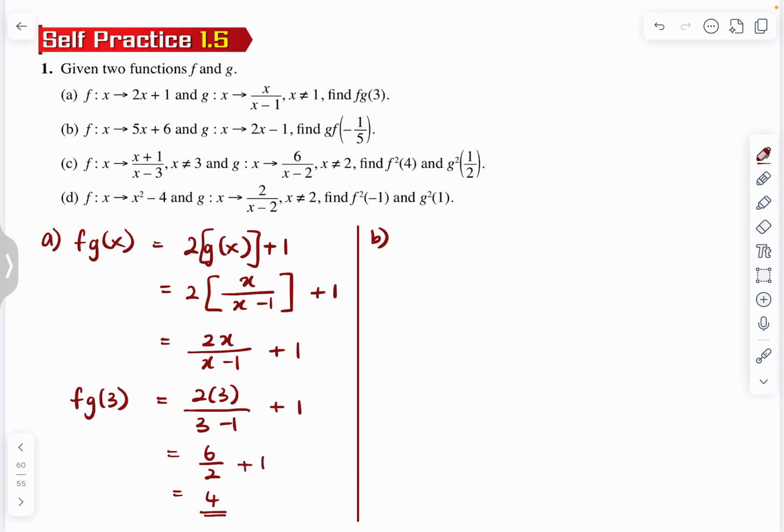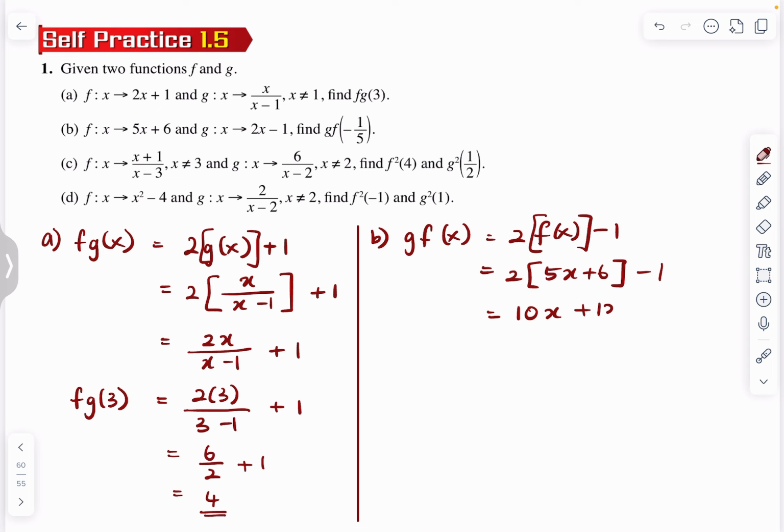Okay, let's look at B. So B is, they gave us f(x), they gave us g(x), find gf(negative 105). So let's find what is gf(x) first. So if g(x) is 2x minus 1, g(y) is 2y minus 1, gf(x) would be 2f(x) minus 1. We know f(x) is this, we take this and put into the f(x). So 2 times (5x plus 6) minus 1. We expand this, we get 10x plus 11.